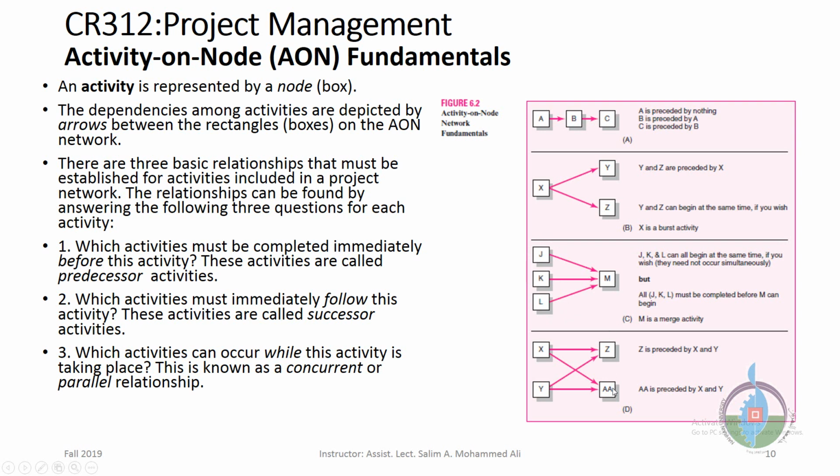Here we have two different things. We have both X and Y, they are both burst activities, while Z and AA are merge activities. We don't have parallel activities here, but you can say that X to Z, Y to Z are parallel activities.